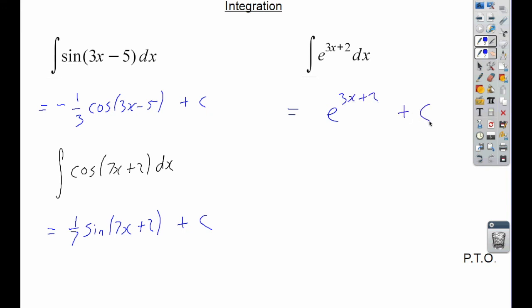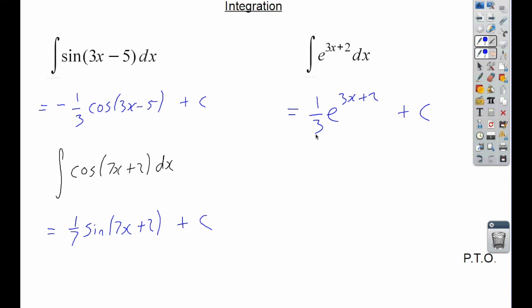And there's a plus c as well, of course, but to get the coefficient of that, what you do is differentiate the power, because in this case the bracketed term is effectively the power, although you don't need to write the brackets. You differentiate this expression here and you get 3. So normally in differentiation you multiply by 3, but in integration you divide by 3. So your answer is 1/3 e to 3x plus 2.